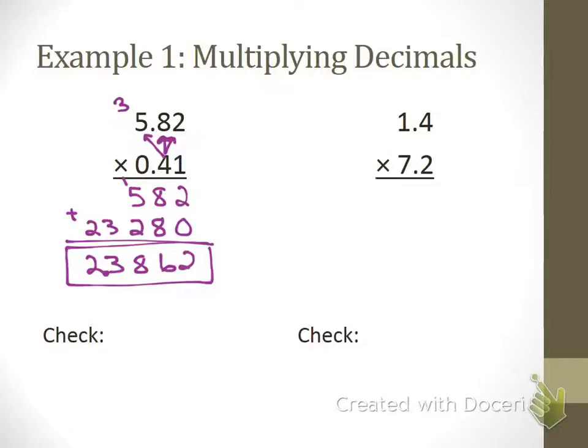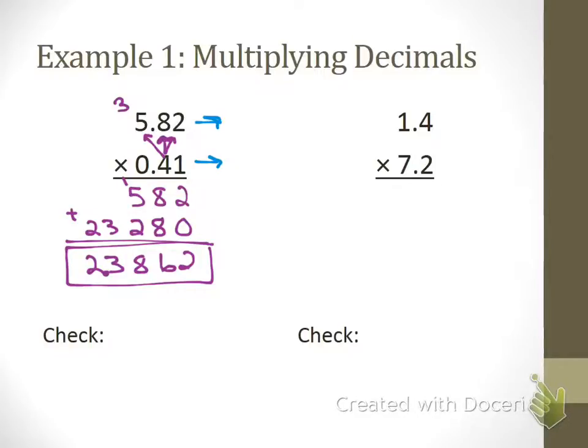Now your book also talks about checking to see if your answer is reasonable. Yesterday we learned something called front-end estimation. That's where we round using our leading digit. The one difference here is that we cannot use 0 as our leading digit. It's got to be a non-zero number.